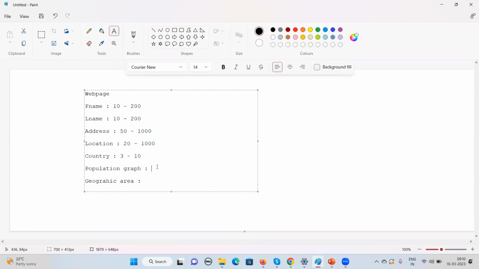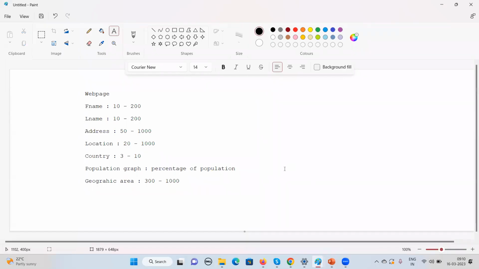So geography, this is the population graph. You cannot measure the graph, so I'm just leaving it as a count, a percentage of population. So it's going to populate the percentage of population. The geographical area is also based on the country. When you select the country, it's going to populate this geographic area. So it can be of a minimum of some length. Let us take 300 to some 1000.